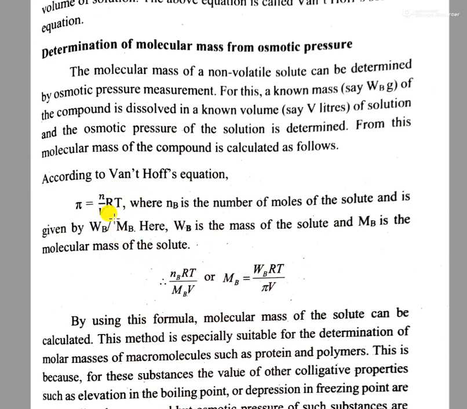For that, in the Van't Hoff equation, we have to substitute the term n by WB by MB. So the equation becomes MB is equal to WB RT divided by pi V. Here the number of moles is substituted by WB divided by MB. So the molecular weight of the solute is WB into RT divided by pi into V. So pi, that is osmotic pressure, and the molecular mass of the solute are related by this equation.